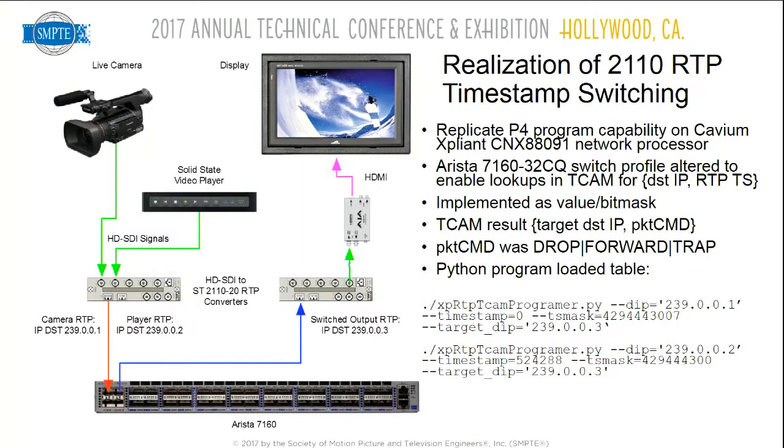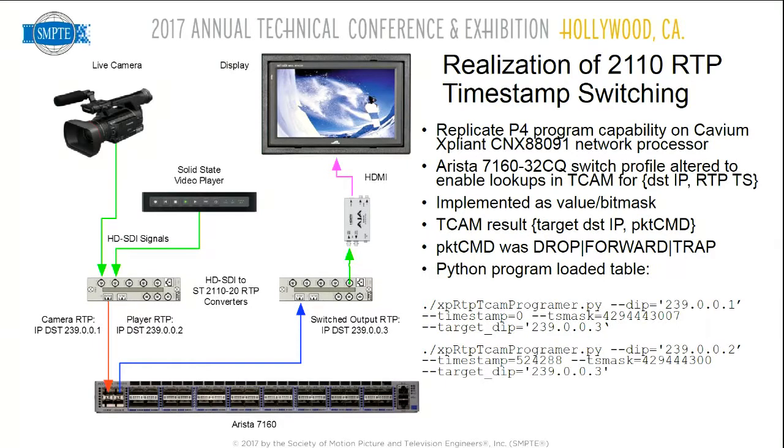The way we've done it is we've taken the P4 program, and Arista has ported it, basically generating the C code for the Xpliant processor, which is on board the Arista switch. So it's implemented as a value and a bit mask. Basically in this POC we have in the exhibit hall, it's switching back and forth between the live video and the video off the solid state player approximately once every 5 seconds. And we have a very simple Python program running on the switch, which allows us to place the schedule for the switching onto the switch.